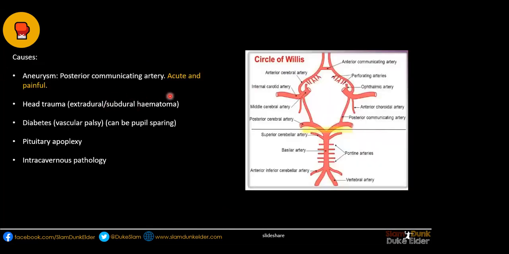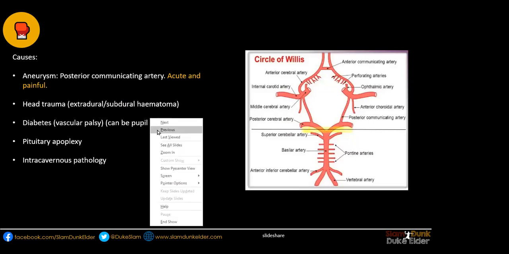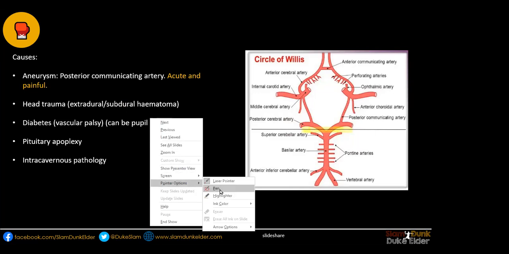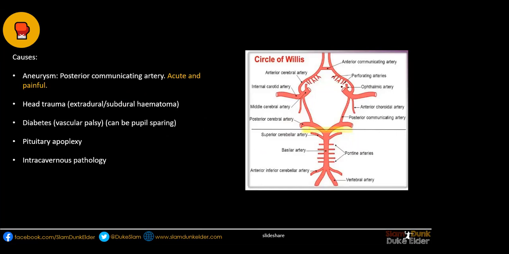Now the causes differ depending on where the lesion is. One of them is a posterior communicating artery aneurysm, and this typically presents very acutely and is very, very painful. The reason why it's a PCA aneurysm is because your third nerve runs along there, so if you've got an aneurysm, you can compress the nerve. Head trauma as well. If you've got an extradural or a subdural hematoma and pressure building up within the brain, it can squish the nerve and interrupt the supply.